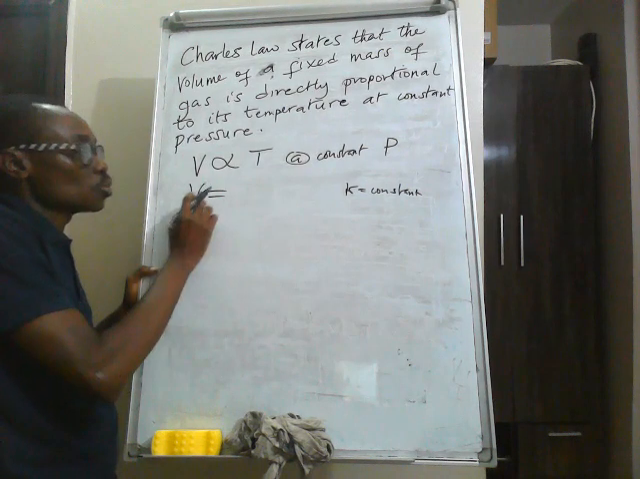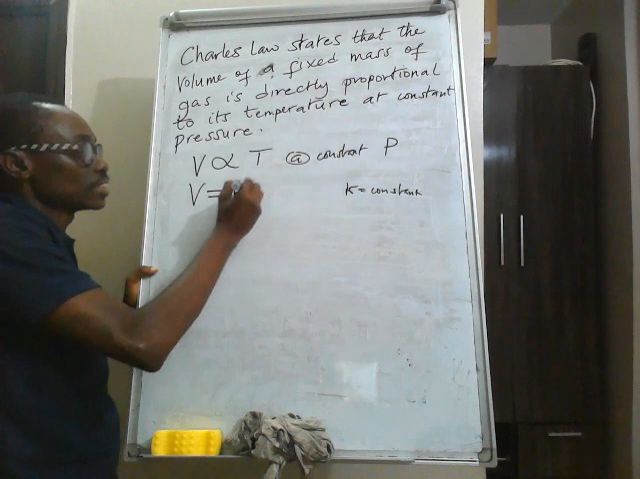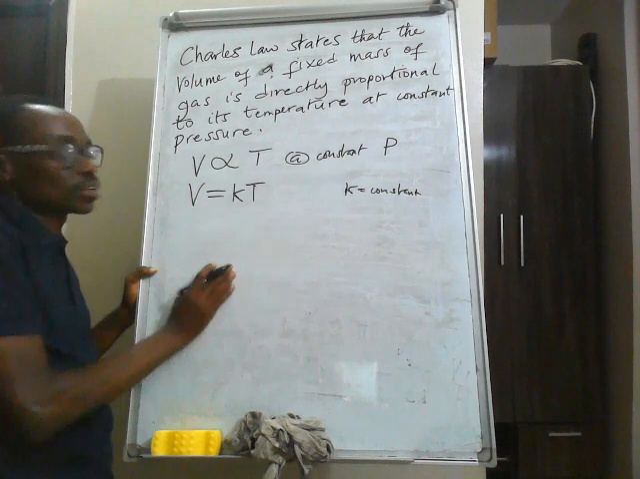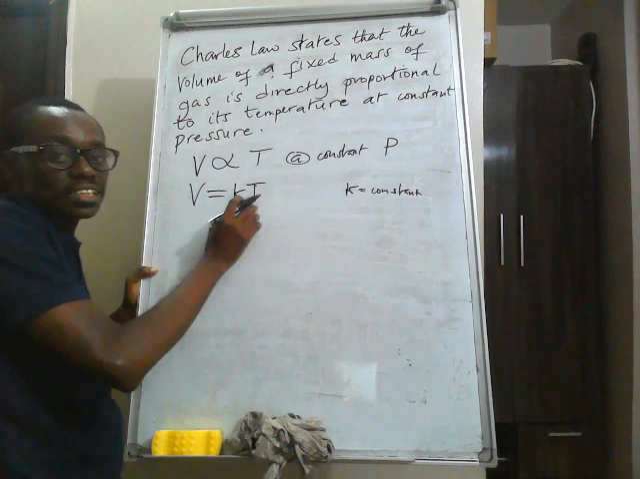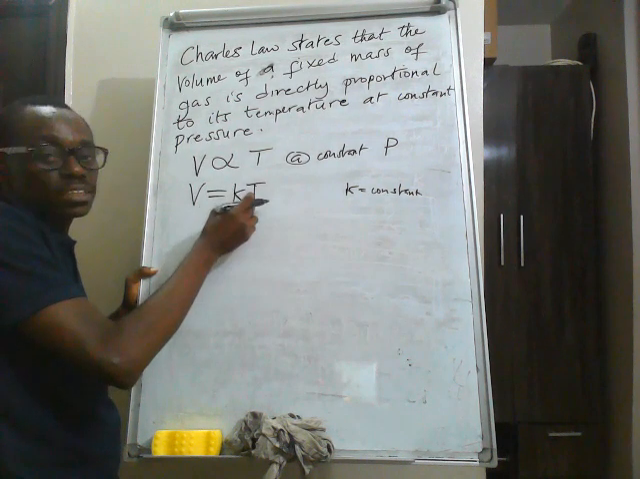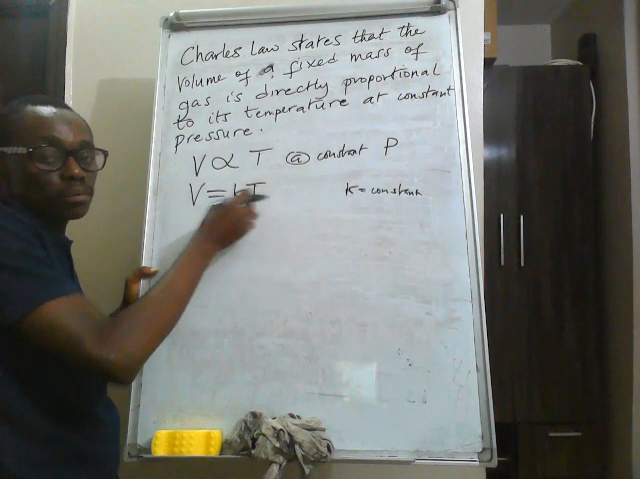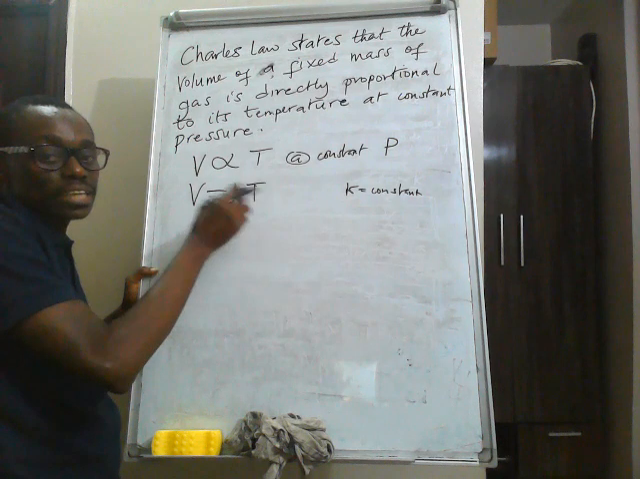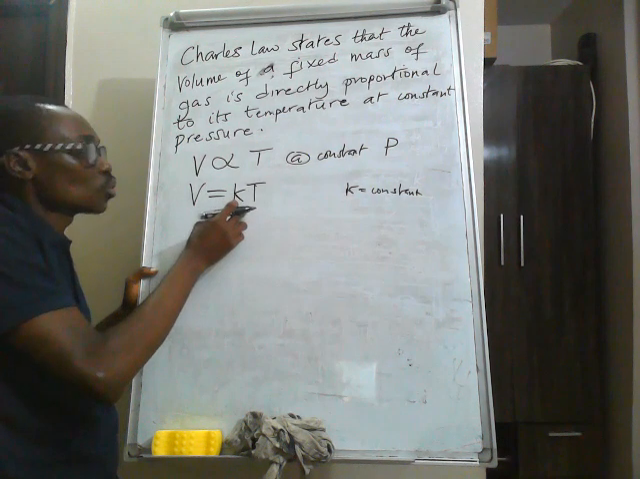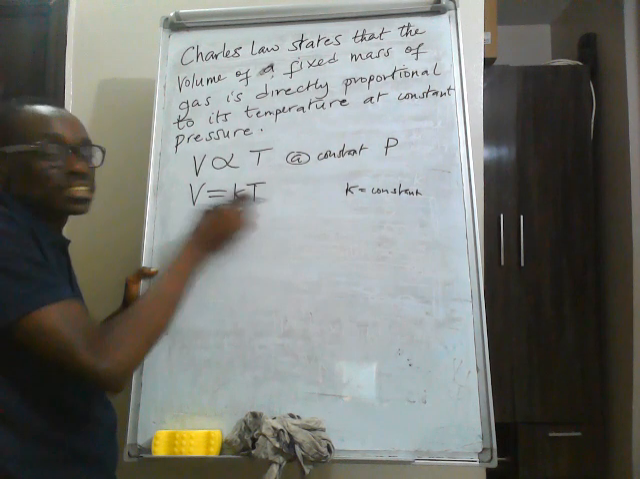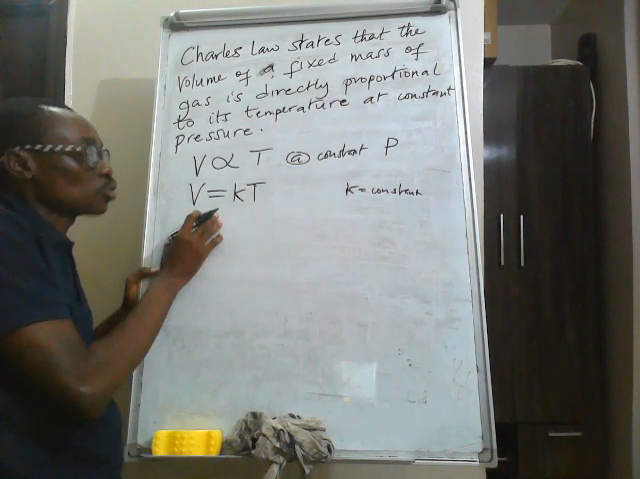So V is equal to what? Constant K times T. So we have V is equal to KT. This is the constant K, then with the T, they are multiplying themselves. This is KT, K times T. So this is V is equal to KT. This is actually our Charles' law.